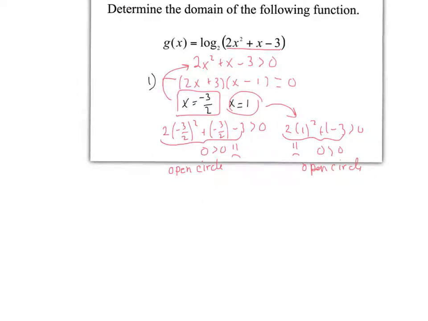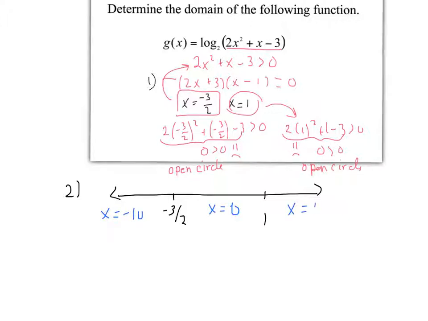Okay, here we go. So step number 2, I need the number line. I know that -3/2 is negative. I know that 1 is positive. And the test numbers I always like to choose are -10, x equals 0, and x equals 10. And then we just plug them in. And by the way, our regions are -infinity to -3/2, -3/2 to 1, and then 1 to infinity. All of them parentheses, all of them open circles. And so now we just plug and chug and hope for the best.